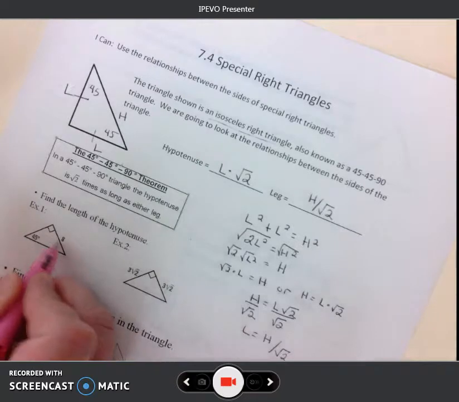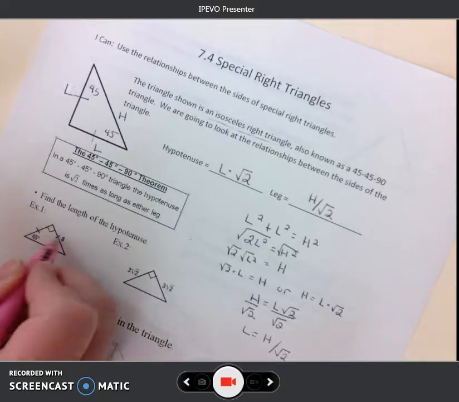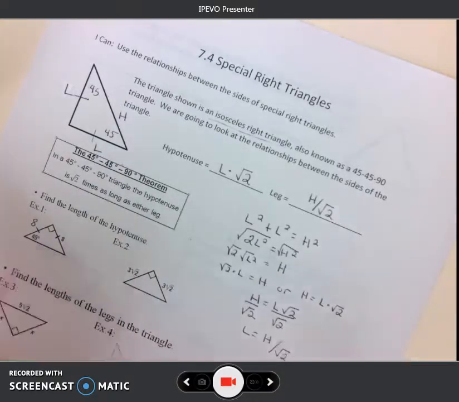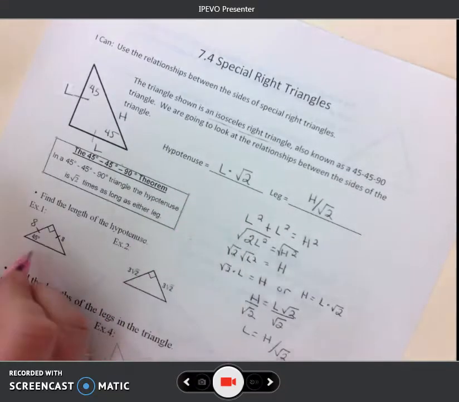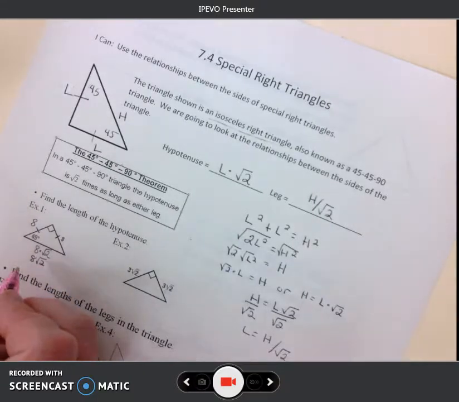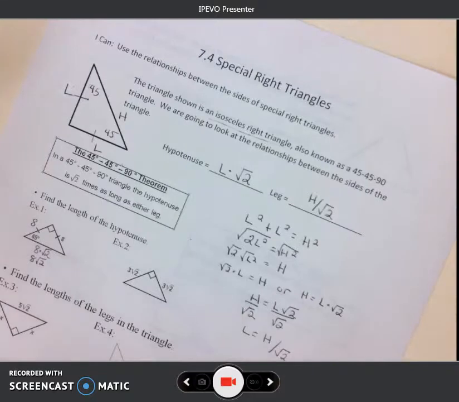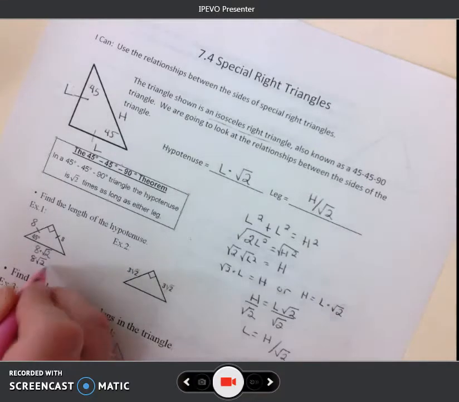If we know that this side is 8, then this side would have to be 8 because we have a 45-45-90. And according to our formula, the hypotenuse is just the leg times the square root of 2. So that's 8 times the square root of 2, which would be 8 square root of 2. A lot of times on the AIR test, you'll leave the answer in that form, but sometimes they'll want it in decimal. Then you'll just take your calculator and switch that over into decimal form. So 8 square root of 2 would be 11.3 in decimal.